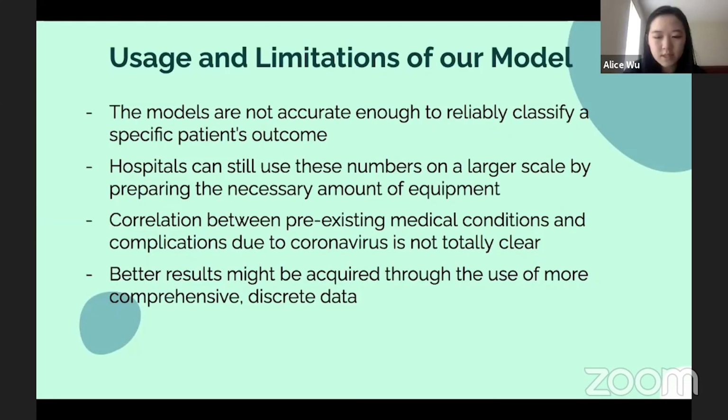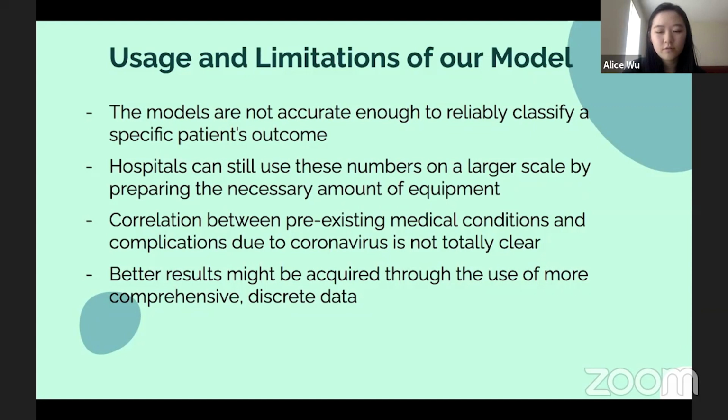And finally, we'll discuss the uses of our model and how we can build on it to improve. It is important to note that the models are not accurate enough to reliably classify a specific patient's outcome. That is, we would not advise doctors to use this model in order to determine the treatment that a specific patient would need. We also do not want to discourage patients from getting treatment in case the model predicts that the specific patient will be fine, when in reality they may actually need treatment. However, hospitals can still use these numbers on a larger scale by using them to prepare the necessary amount of equipment, which was the goal for our model in the first place.